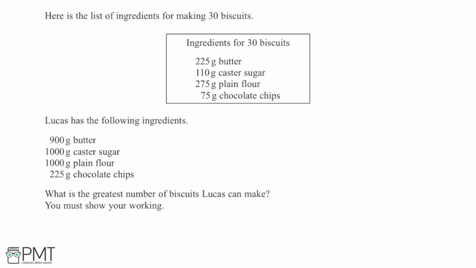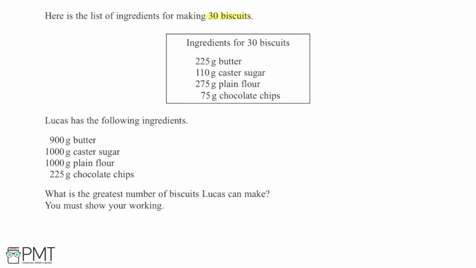So in this question, I have a list of ingredients which are used for making 30 biscuits. So here we have 225 grams of butter, 110 grams of caster sugar, 275 grams of plain flour, and then 75 grams of chocolate chips.